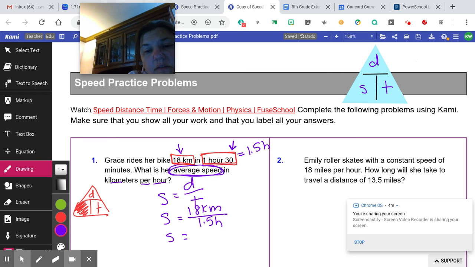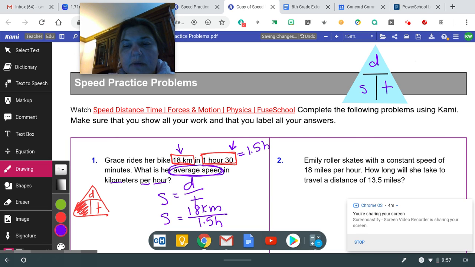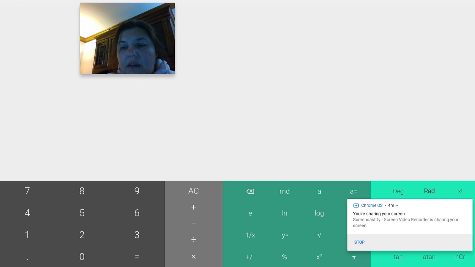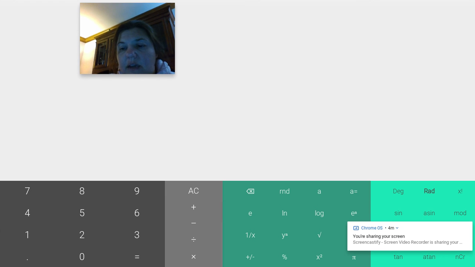Now I could solve this by using long division, but that seems a little bit silly, so we'll just pull up our calculator here. 18 divided by 1.5 equals, and we're looking down here in the right hand corner, it says 12.